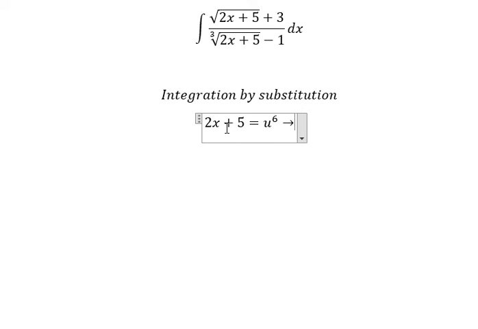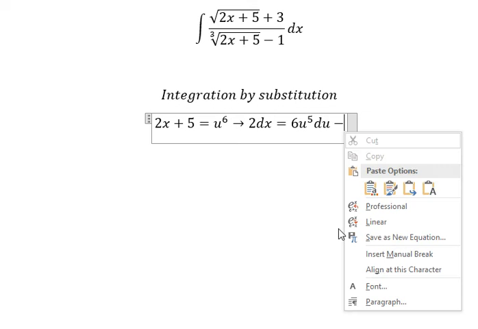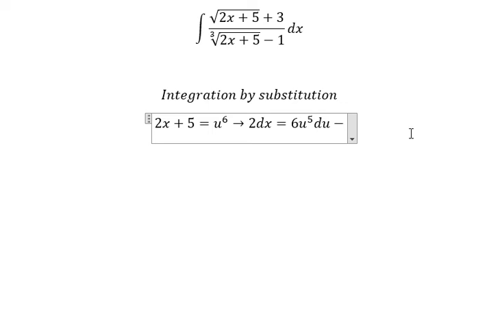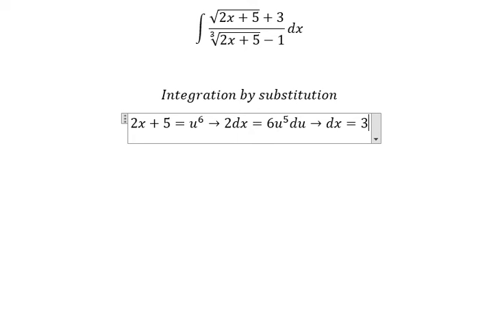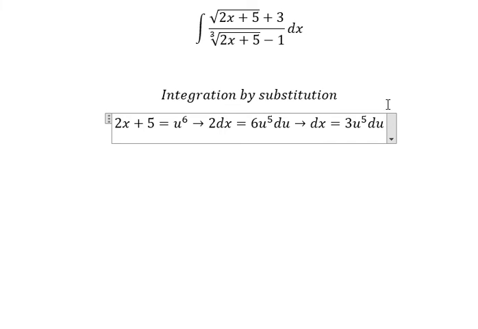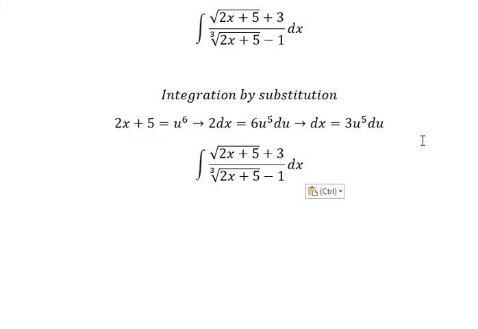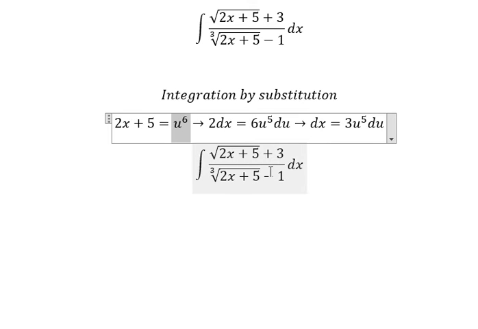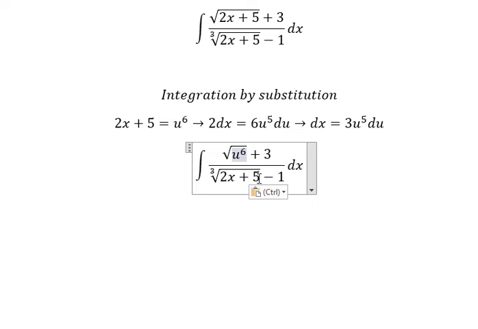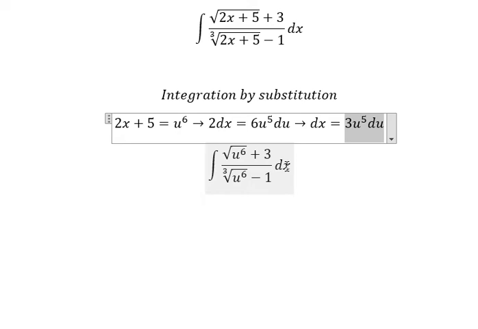Next, we first take the derivative of both sides. So we have 2dx equals 6u to the power of 5. Because we don't have the number 2 in here, we divide both sides by 2. So we put this one in here, this one in here. The x we change by this one.